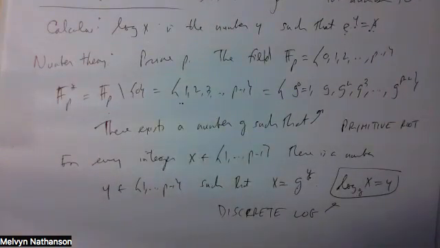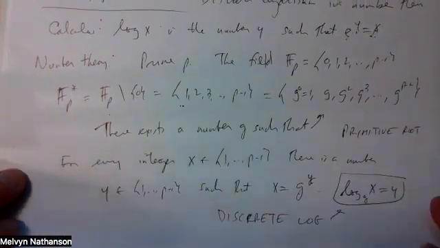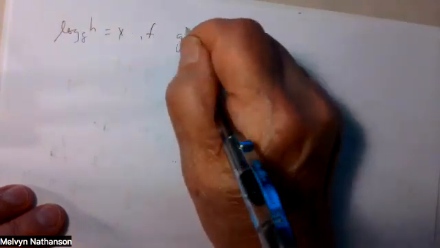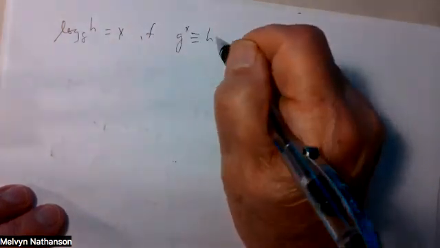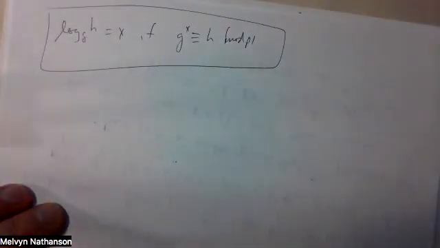Right? So, or to just change the notation slightly, the log of a number h to the base g is equal to X if g to the X is congruent to h mod p.